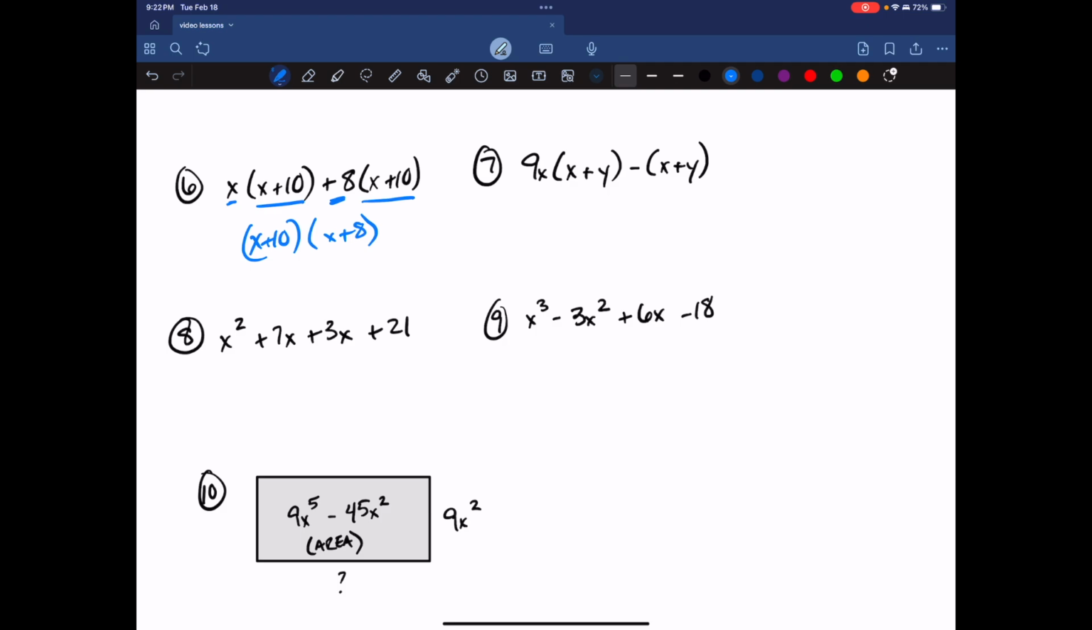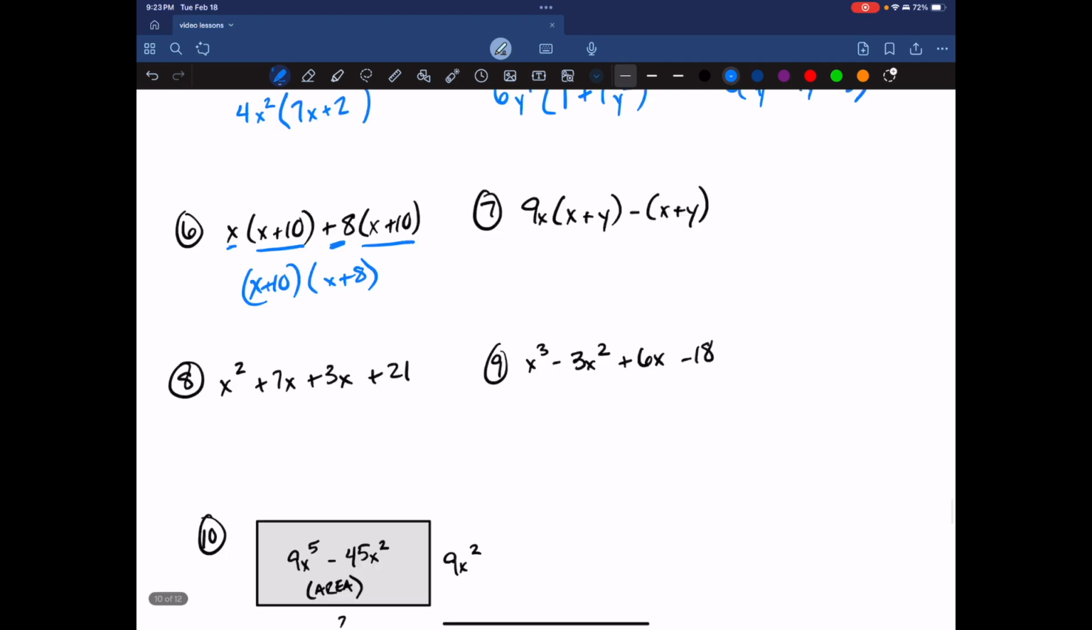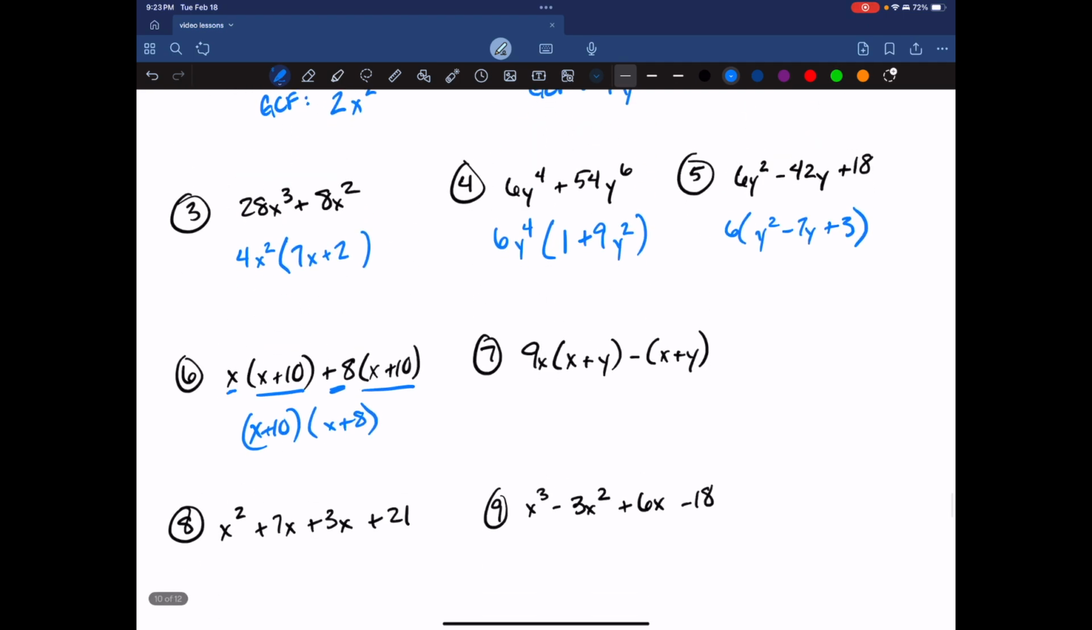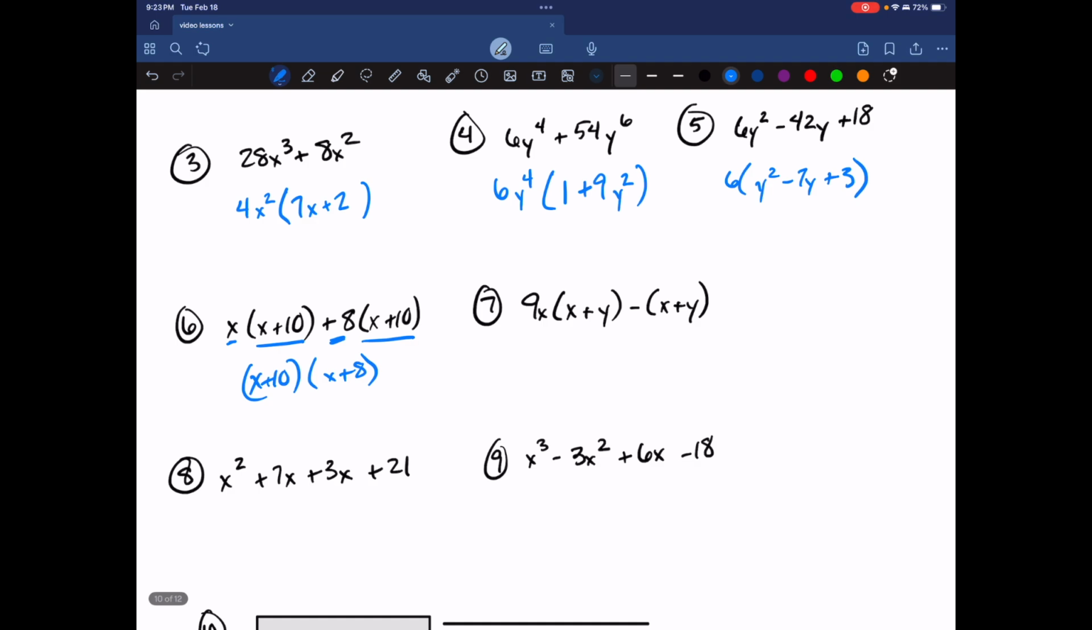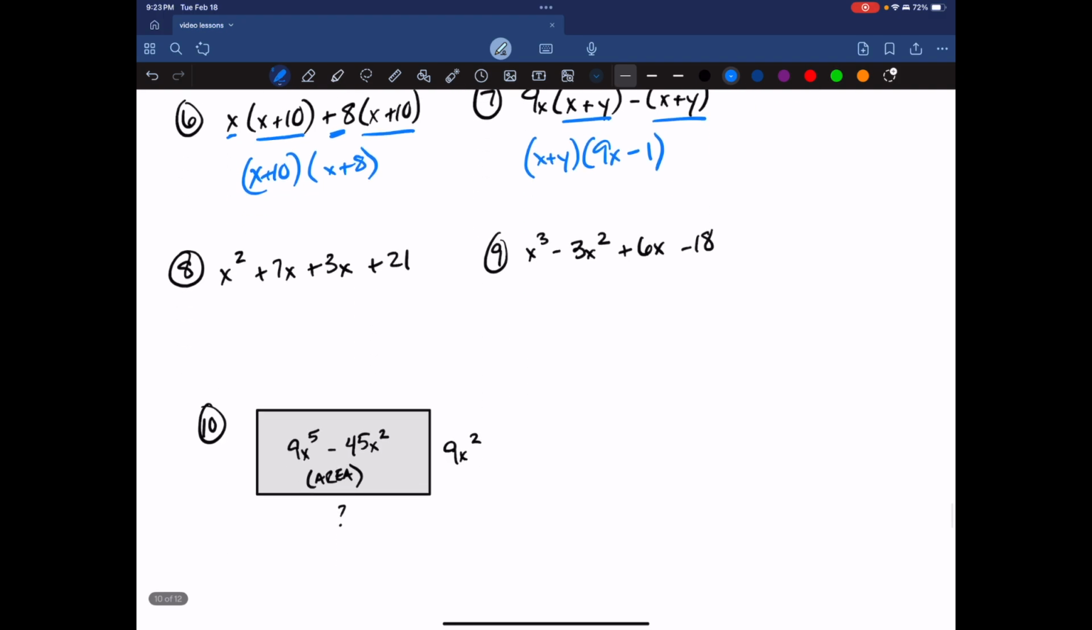It's really that simple. Okay, so again, looking back at number 4, see, we have an x plus y in both terms. I'm going to bring that out front. That's going to leave me with 9x and minus, remember, when the greatest common factor is one of my terms, I replace that term with a 1. So x plus y times 9x minus 1. That will be my answer.